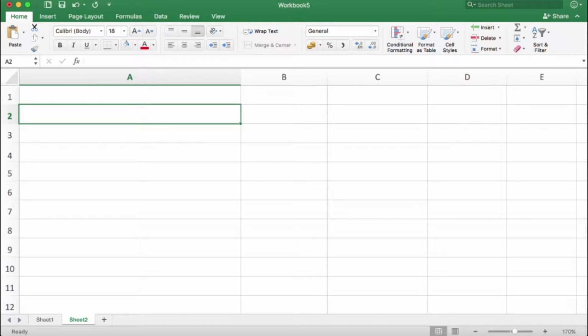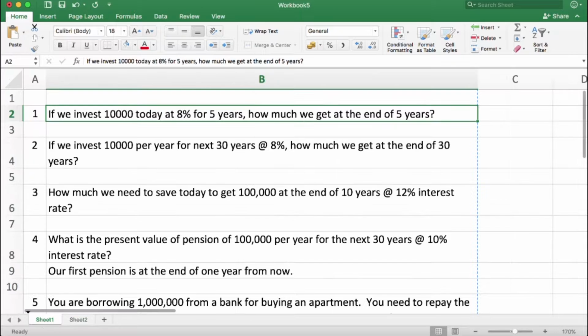We demonstrate how to use Excel to answer many of the questions that we solved earlier. We have a set of problems before us to demonstrate these Excel functions. So let us take the first problem, which is fairly simple. If we invest 10,000 today at 8% for 5 years, how much do we get at the end of 5 years?